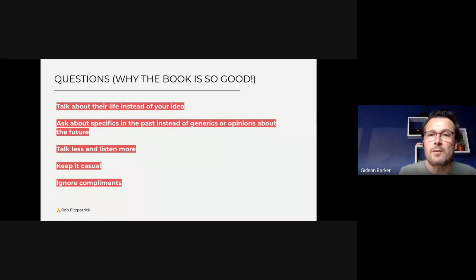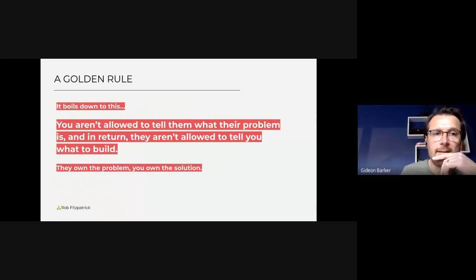The book has loads more detail in this. It's really practical the way it's written. It's got dialogues and stuff to listen out for. So definitely read the book to get more of that, and the first half in particular.